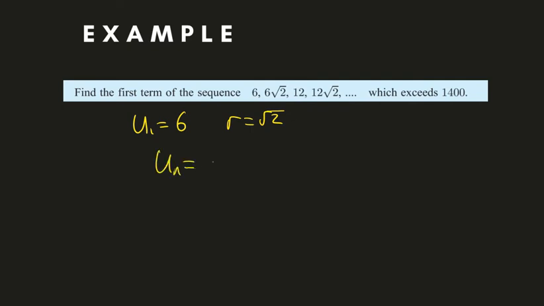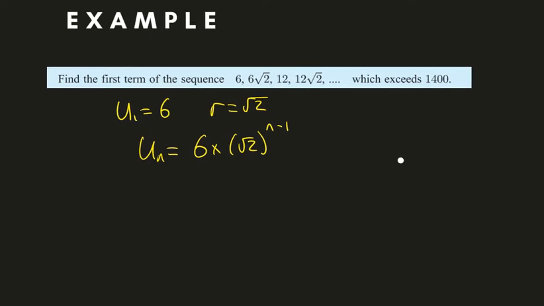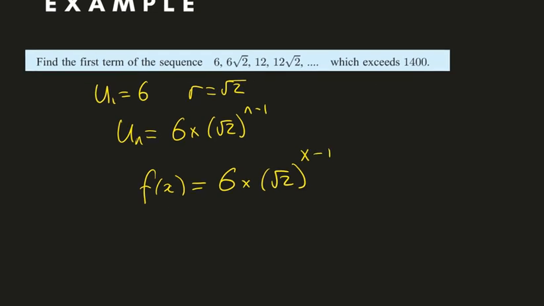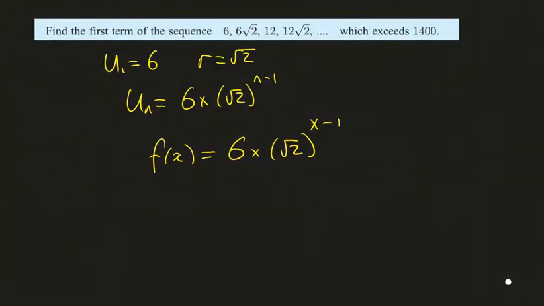Okay. Now we've got that, let's set up our formula for UN. So UN is going to be 6 multiplied by root 2 to the n minus 1. And all you need to do is go onto your calculator and input a function for me. So you will write something like this: f of x is equal to 6 times root 2 to the x minus 1. So model the function. And perhaps I would then either use the table, or you could define another function to be 1,400. And then you could find the intersection point. And the next integer value after that intersection point is going to be your answer, right?